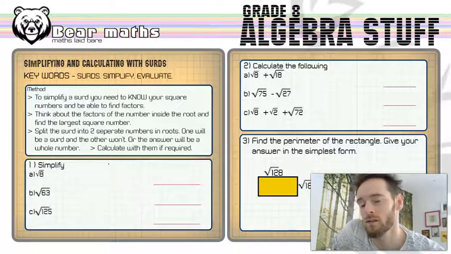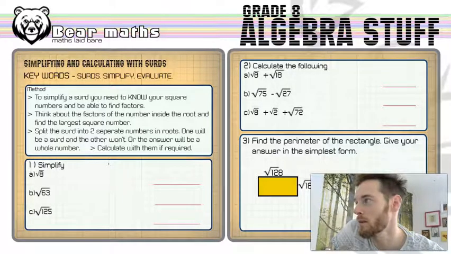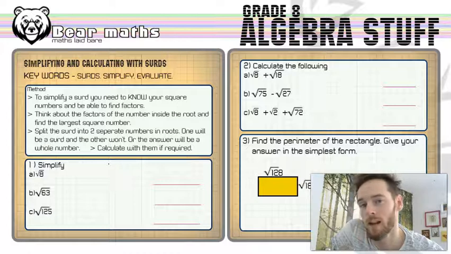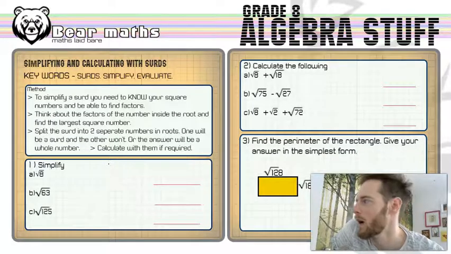So surds are numbers that are inside square roots. They're used as exact answers. They are irrational numbers. Simplifying means to write in a more simple way, so with less numbers and less things that are there. And evaluate means to work out the value of, so calculate or just work out.